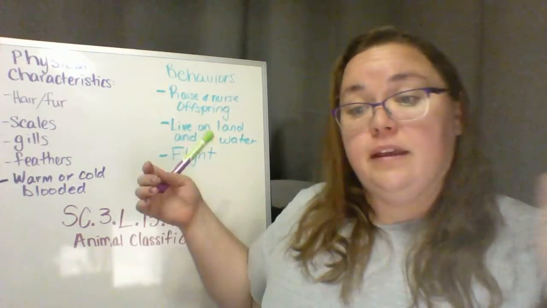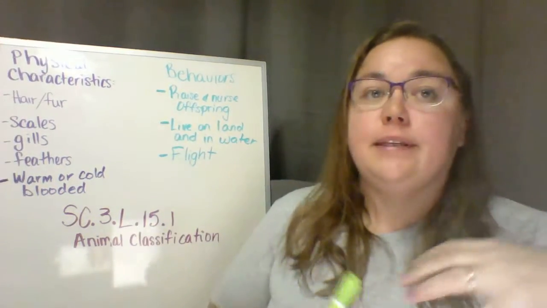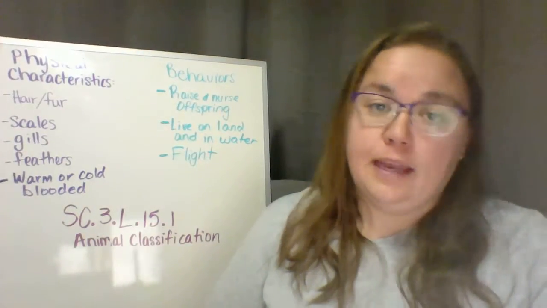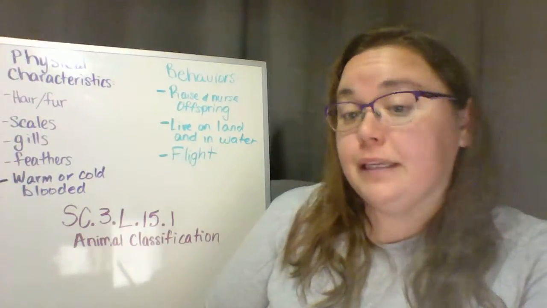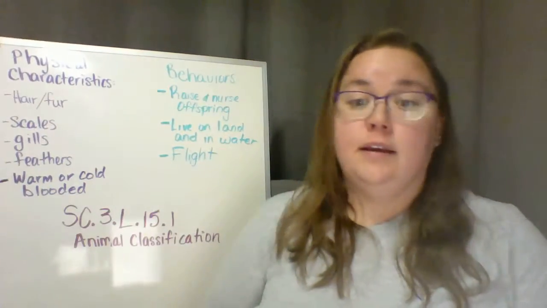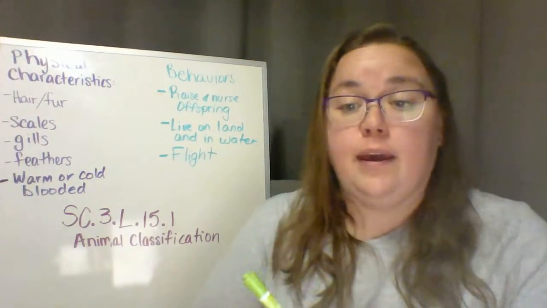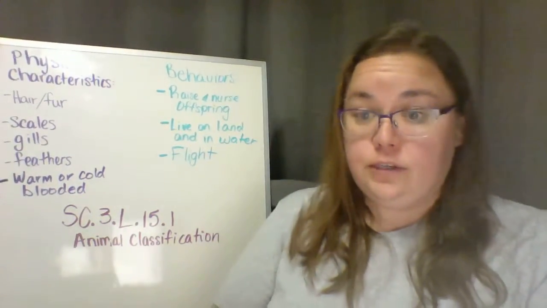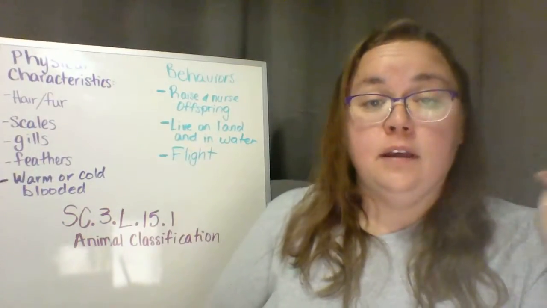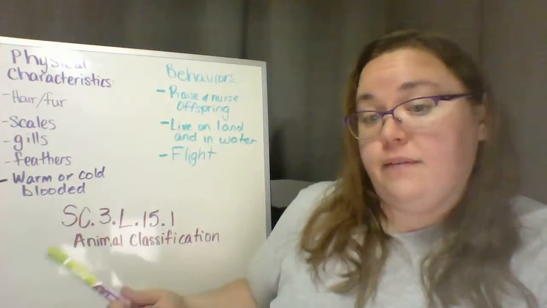Where they live, like can they live on land and in water? So we know, for example, that frogs can live in the land and the water because they start off life completely in the water. They develop their different body parts, their legs, and their tail goes away, and their gills eventually go away, and they become land creatures where they live on land. And you can have some frogs that can live in water their whole lives. So that would be a behavior, something they do.